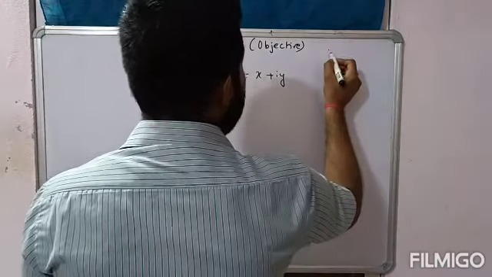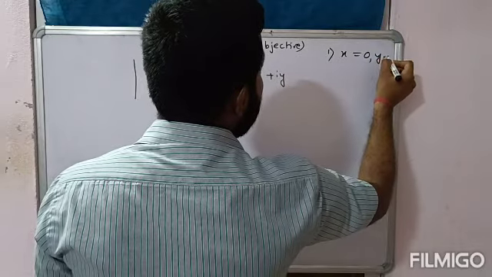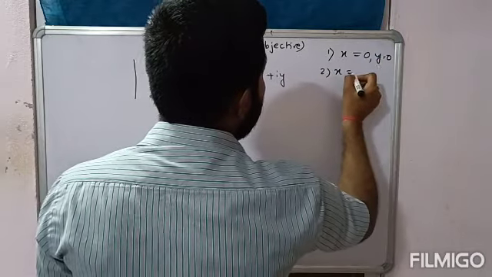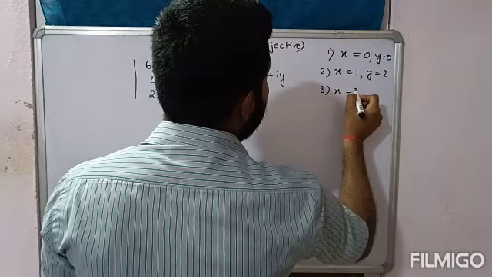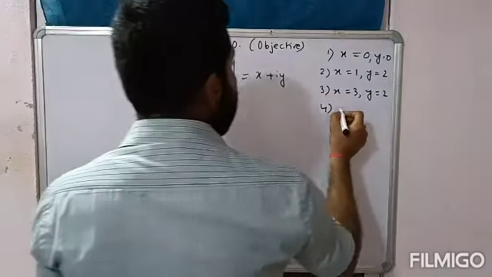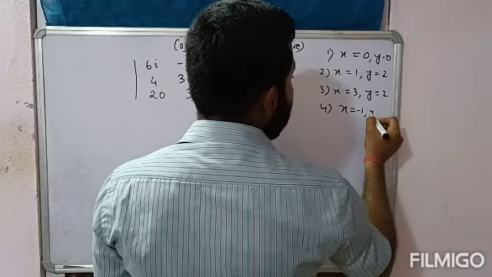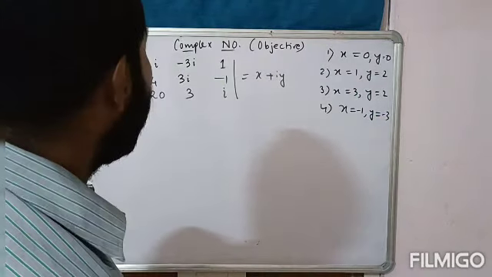So here the options are given. The first option is x equal to 0, y equal to 0. Second option, x equal to 1, y is equal to 2. Third option, x equal to 3, y is equal to 2. And the fourth option is x equal to minus 1, y is equal to minus 3. So these are the options given. Okay, so look at the question.